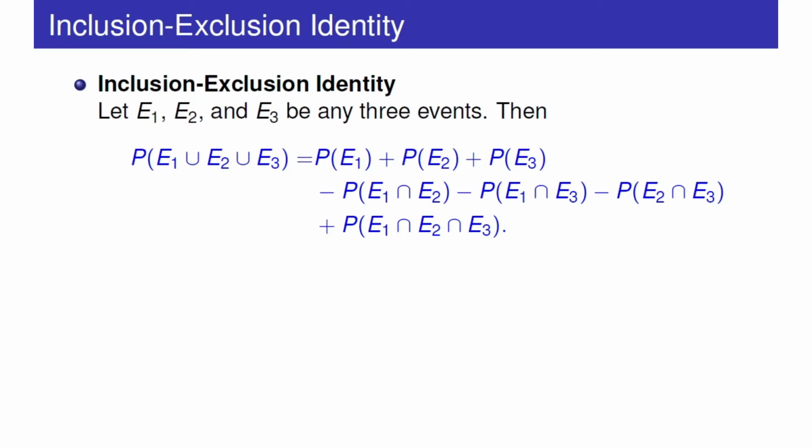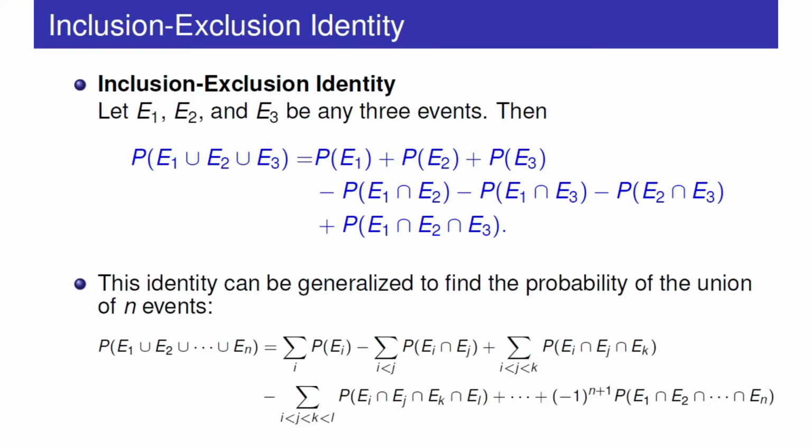Another rule is the so-called inclusion and exclusion identity. Here it is for three events. Let E1, E2, E3 be any three events, then the probability of the union of these three events equals what is given here. There is a generalization of this inclusion and exclusion identity, which we listed here, but we're not going to use it in this problem.